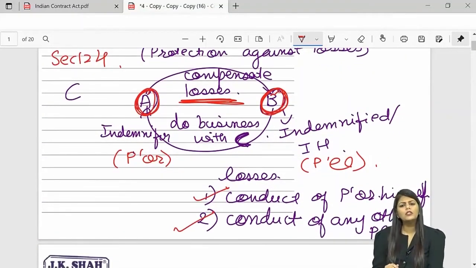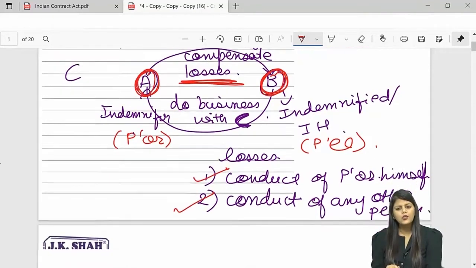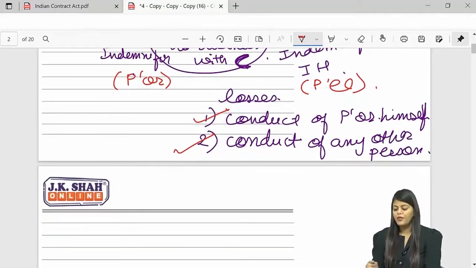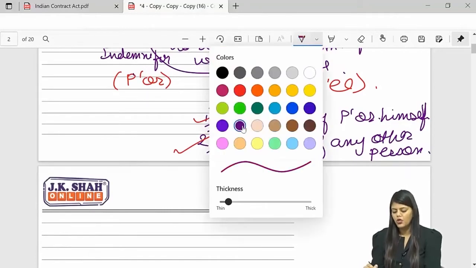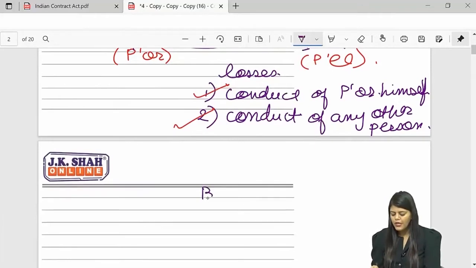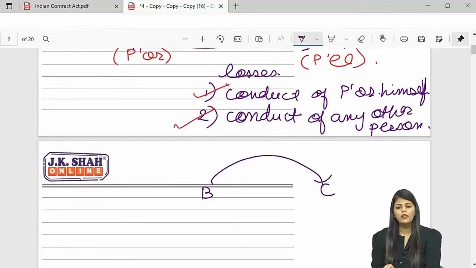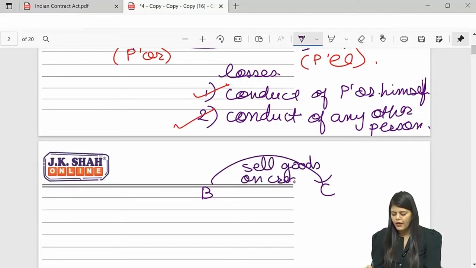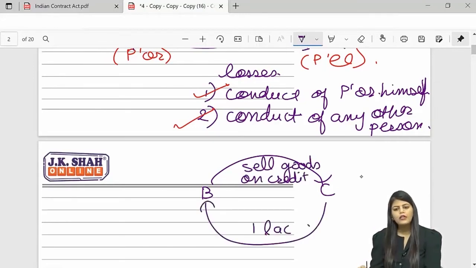So ma'am, which losses are you talking about? I will continue with the same example. See, now B feels, oh, A is giving me assurance for losses, I can enter into a contract with C. So B contracts with C. But doing business can be anything: selling goods, buying goods, giving a loan, taking a loan. It can be anything. So B sells goods to C on credit and C promises to pay 1 lakh. C defaults.